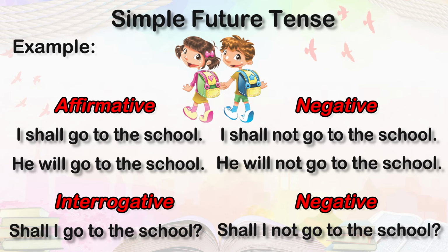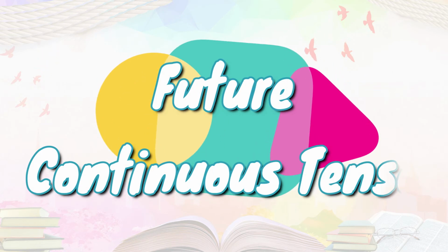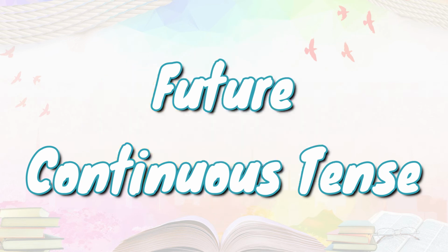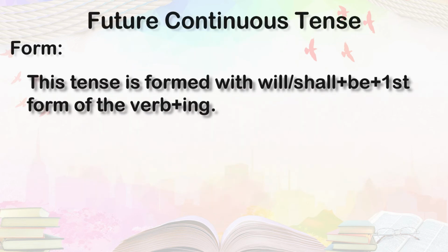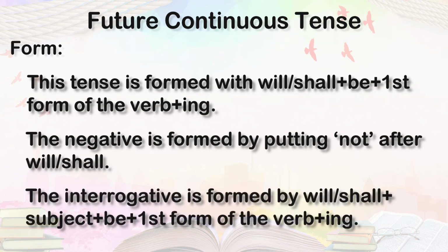Let's move to future continuous tense. This tense is formed with will, shall plus be plus first form of the verb plus ing. The negative is formed by putting not after will, shall. The interrogative is formed by will, shall plus subject plus be plus first form of the verb plus ing.